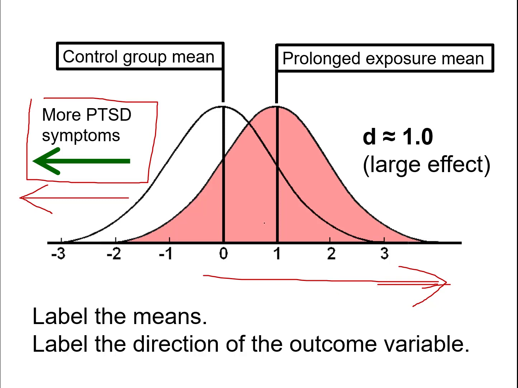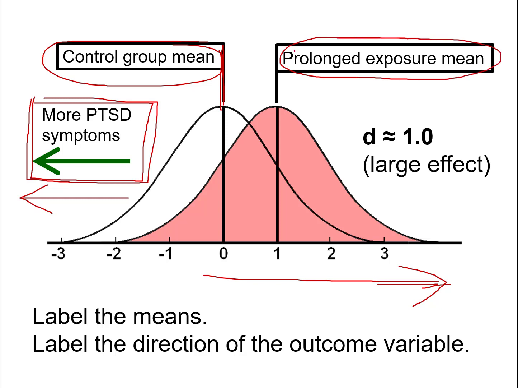So I put a label here just to clarify that my scale at the bottom is intended to show that going towards the left is having higher PTSD symptoms. And I'm going to label the mean. So here I put a label to clarify this is the mean for my control group, and I put a label here, this is the mean for the treatment group, the group that got that prolonged exposure therapy.